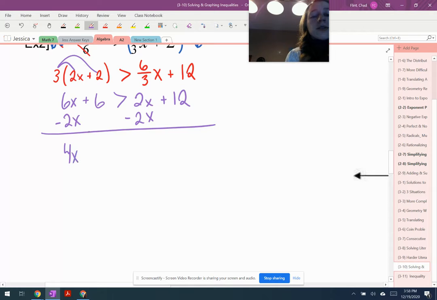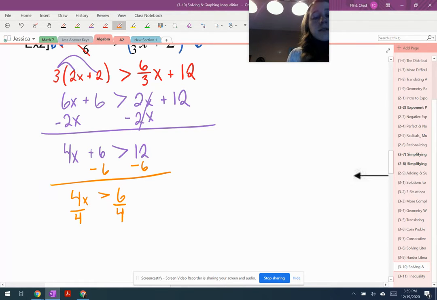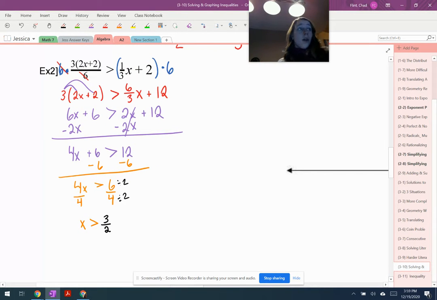6x minus 2x is 4x plus 6. Those cancel, give me 12. Then minus the 6. 4x is greater than 6. Divide by 4, and x is greater than, that can be reduced. Both of those are divisible by 2. Leaving me with 3 halves as an answer. Or, I guess you could write that as the decimal, as many of you probably will, 1.5.